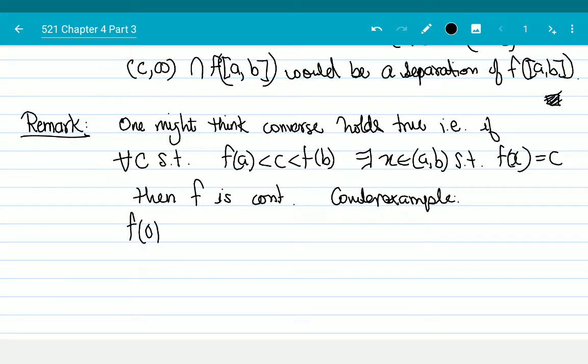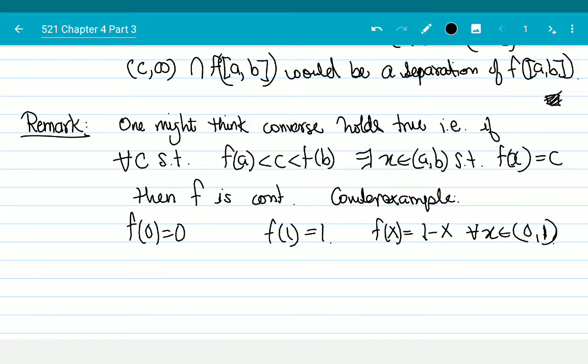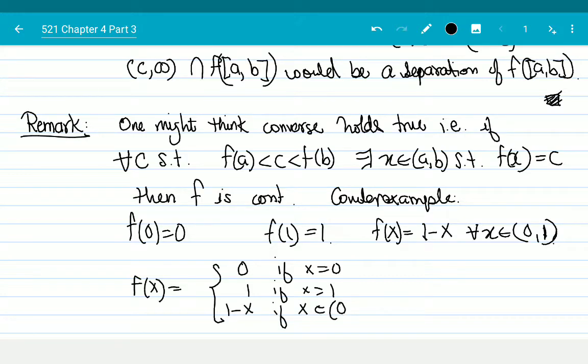f of 0 is equal to 0, f of 1 is equal to 1, and for everything else, f of x is equal to 1 minus x for every x belonging to (0, 1). So f of x is equal to 0 if x is equal to 0, 1 if x is equal to 1, and 1 minus x if x belongs to (0, 1).